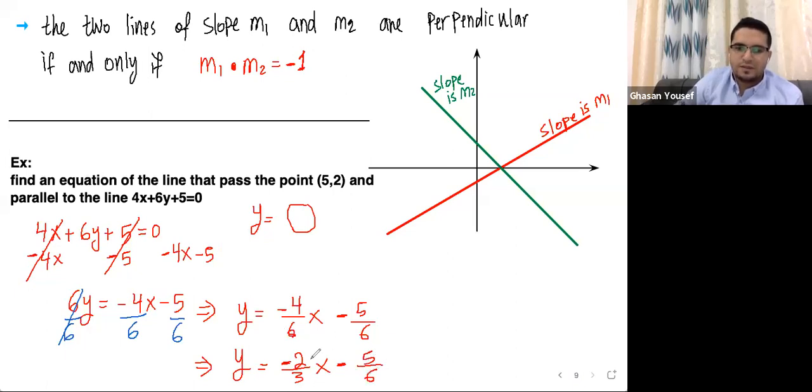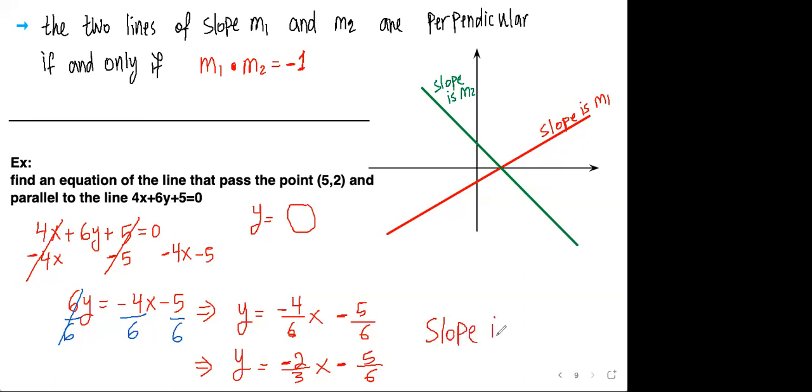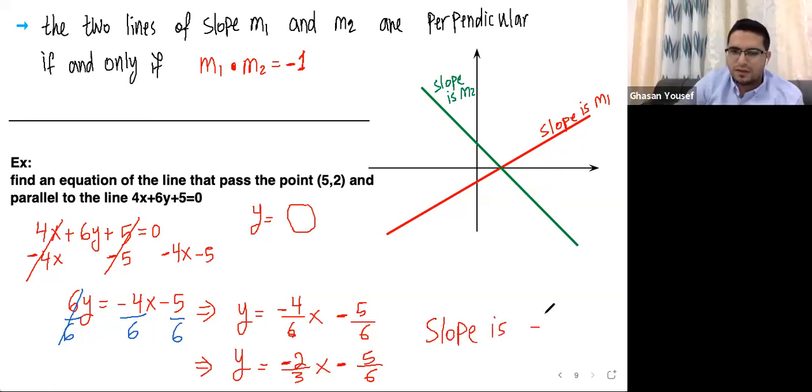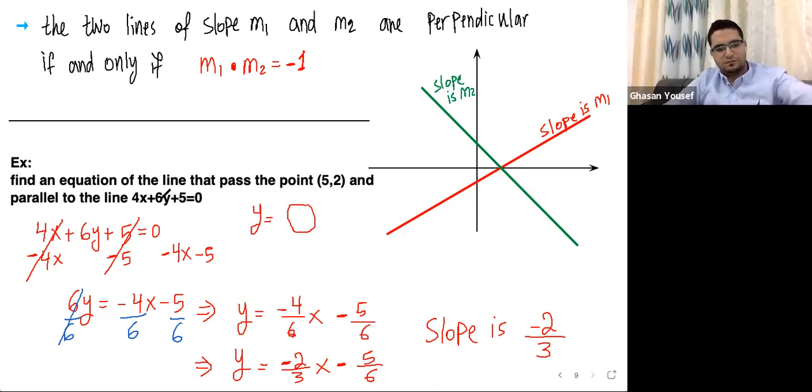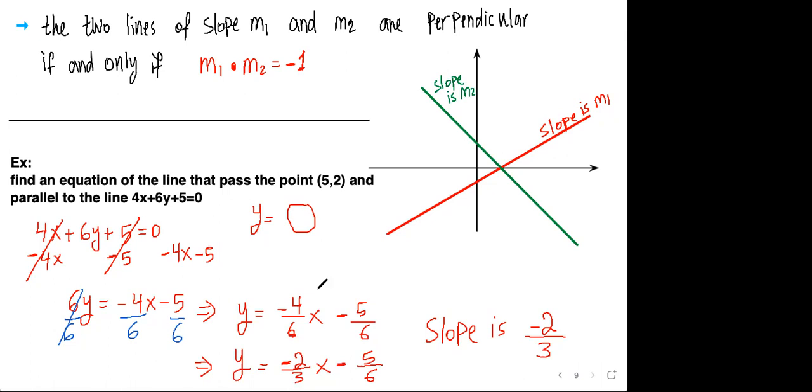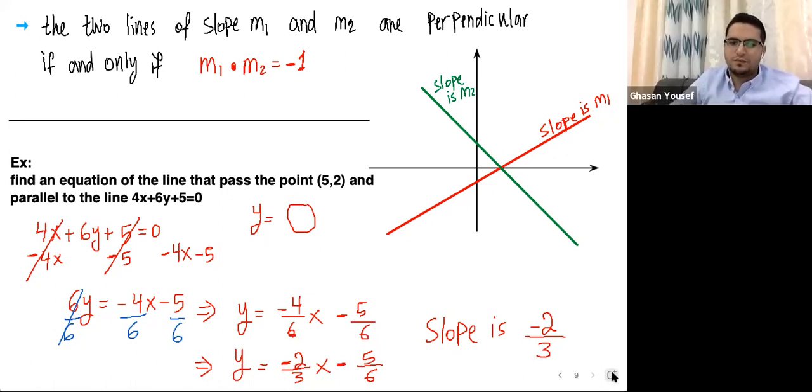Now, what is the slope of this line? What is m? It's minus 2 over 3. This is correct. The slope of this line is minus 2 over 3. The slope of the parallel line is minus 2 over 3. So what's the slope of the equation I'm looking for? Negative 2 over 3. Exactly the same slope. I'm moving to the next slide.